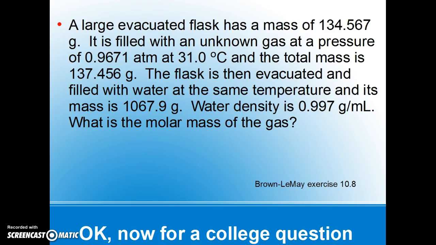Let's suppose you have an evacuated flask that has a mass of 134.567 grams. We fill it with an unknown gas, and the pressure is 0.9671 atmospheres at 31 degrees Celsius. We then find the mass of the gas plus the flask, and it's 137.456 grams. We then take all the gas out of the flask and fill it with water.